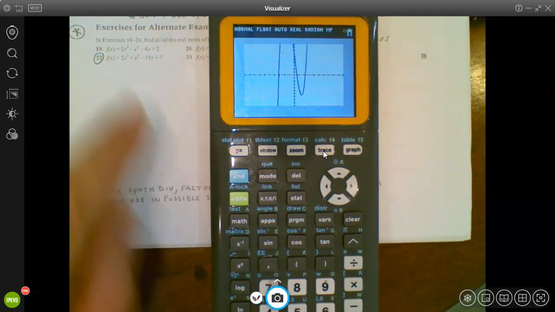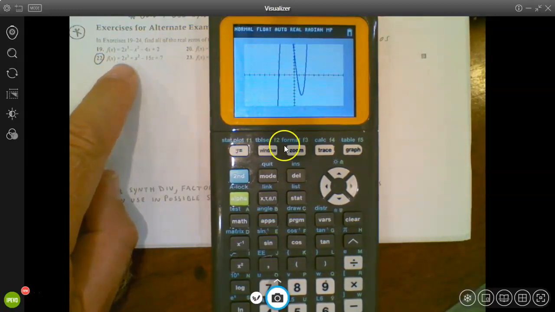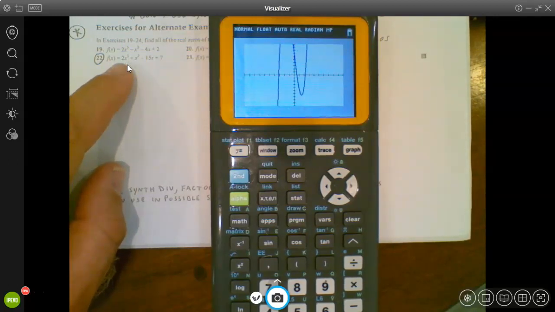All right, so here's what we want to keep in mind. This is x to the third. So because it's x to the third, I do know that there are 3 zeros. But remember, just because there's 3 zeros doesn't mean they're all real zeros. But when I look at this graph, there's 1, there's 2, there's 3. So I can see on the graph that I do have 3 real zeros. And so these are all ones that we're going to be able to identify here.